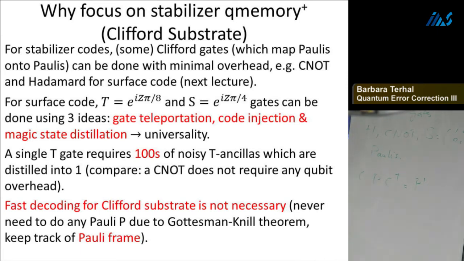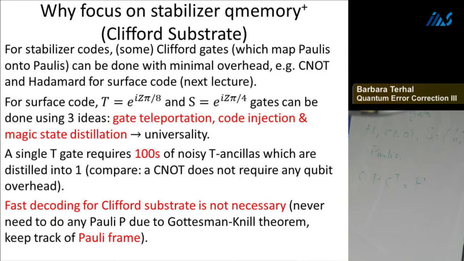So, this is the basis of the Knill-Gottesman theorem: if I have a circuit which only has Clifford gates, I can classically simulate this circuit by following basically the stabilizer of the initial state of the circuit. This is a basic theorem in quantum information theory. So for stabilizer codes, it turns out that some Clifford gates can be done with minimal overhead. The CNOT and the Hadamard we will discuss.